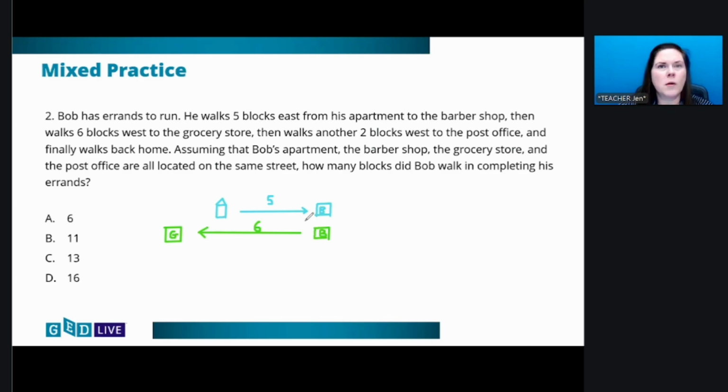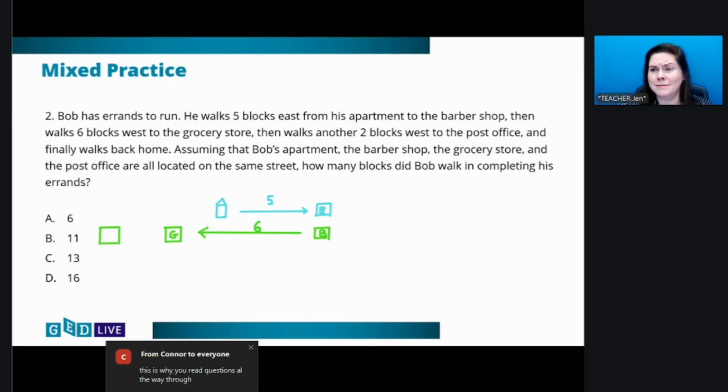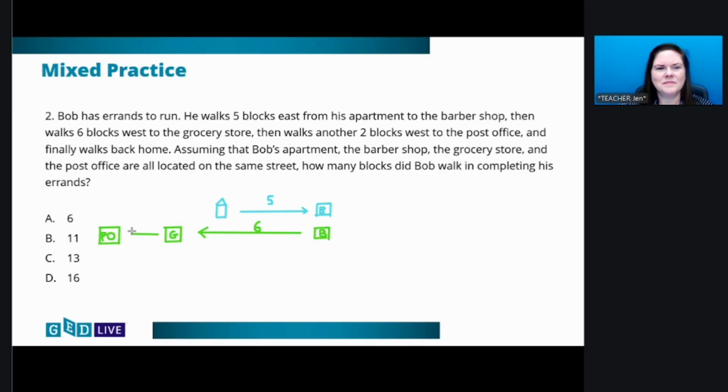All right, so far he's walked 11 blocks, right? 5 to the barber shop and then 6 to the grocery, and then 2 more blocks west to the post office. Okay, so maybe I'll put that over here. PO for post office. On test day, I would totally label it out this way. And you can see he's traveling 2 blocks. So 5 and 6 and 2. We're at 13, but is he done?